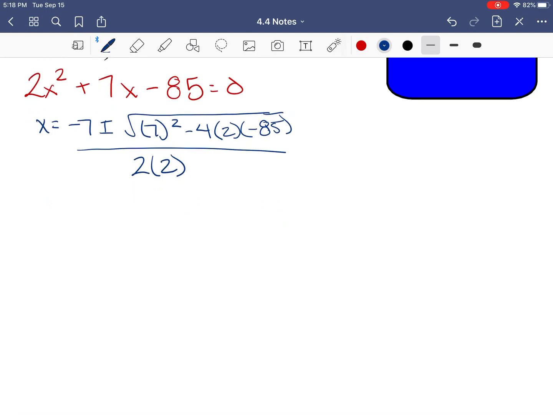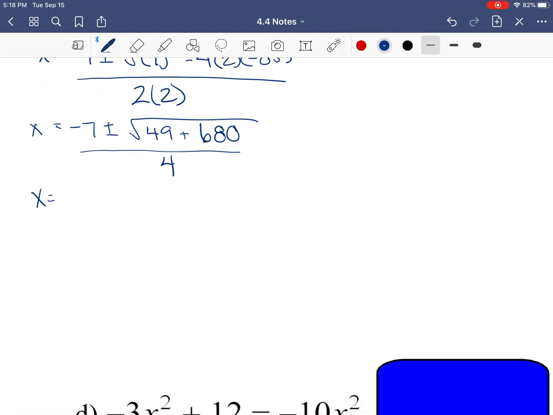Okay, so now we're going to simplify wherever possible. So we've got negative 7 plus or minus the square root of 49 plus, in this case, I would not expect you to necessarily do this without a calculator. These are quite large numbers, so on a quiz or a test, I wouldn't do ones this large. All right, so if we continue, negative 7 plus or minus the square root of 729 all over 4.